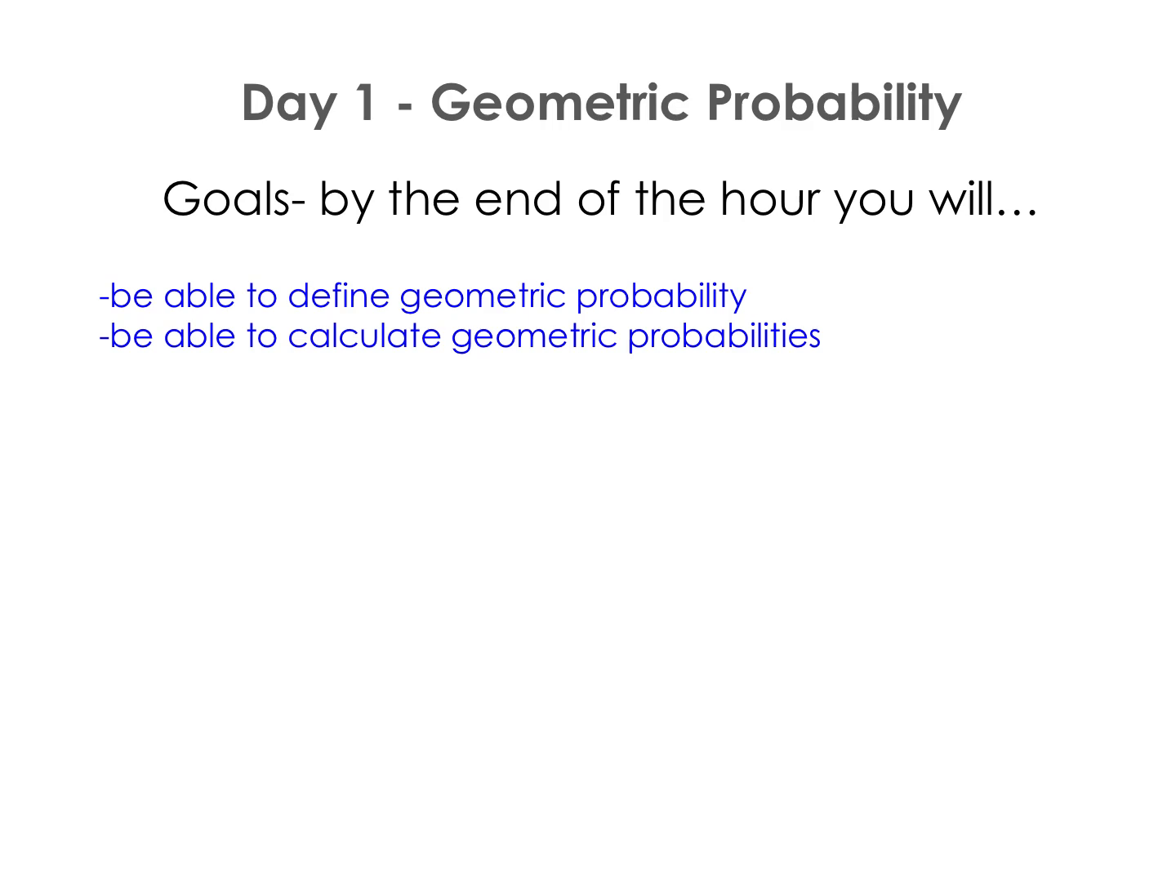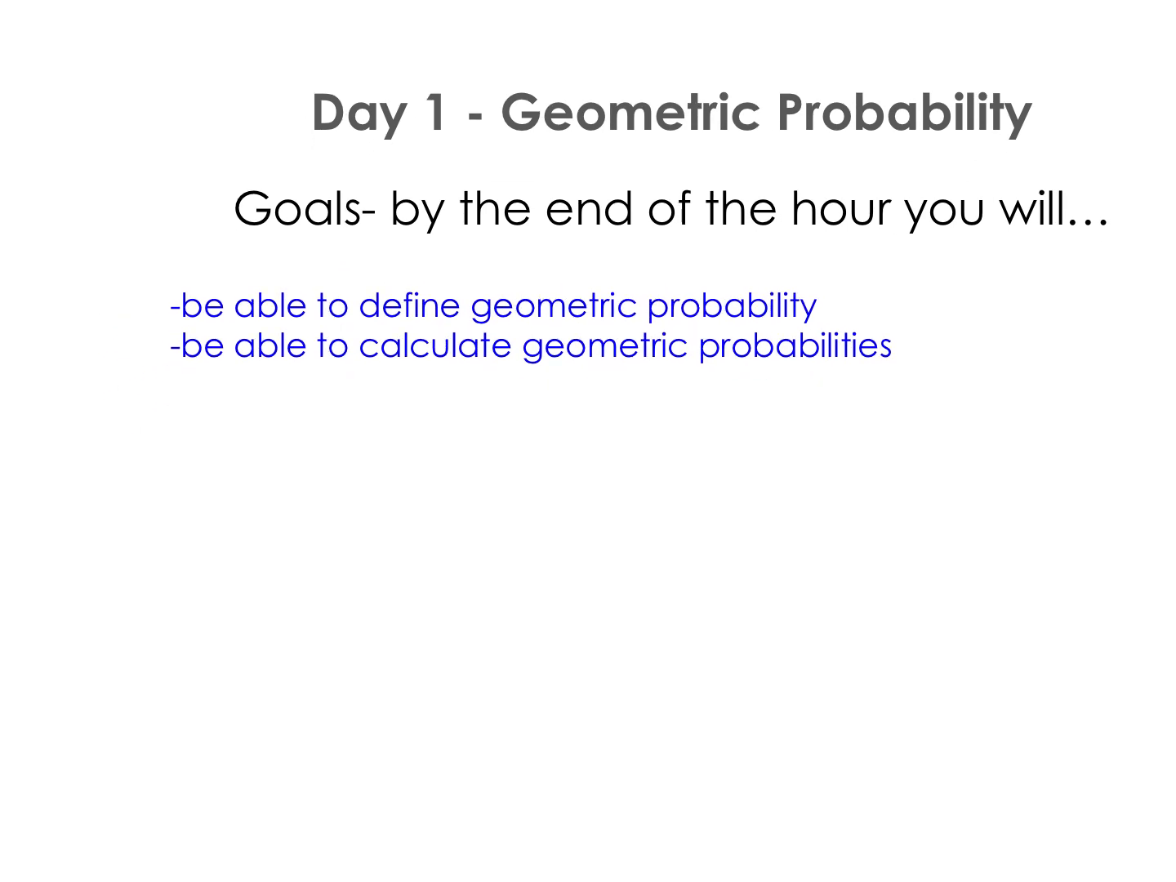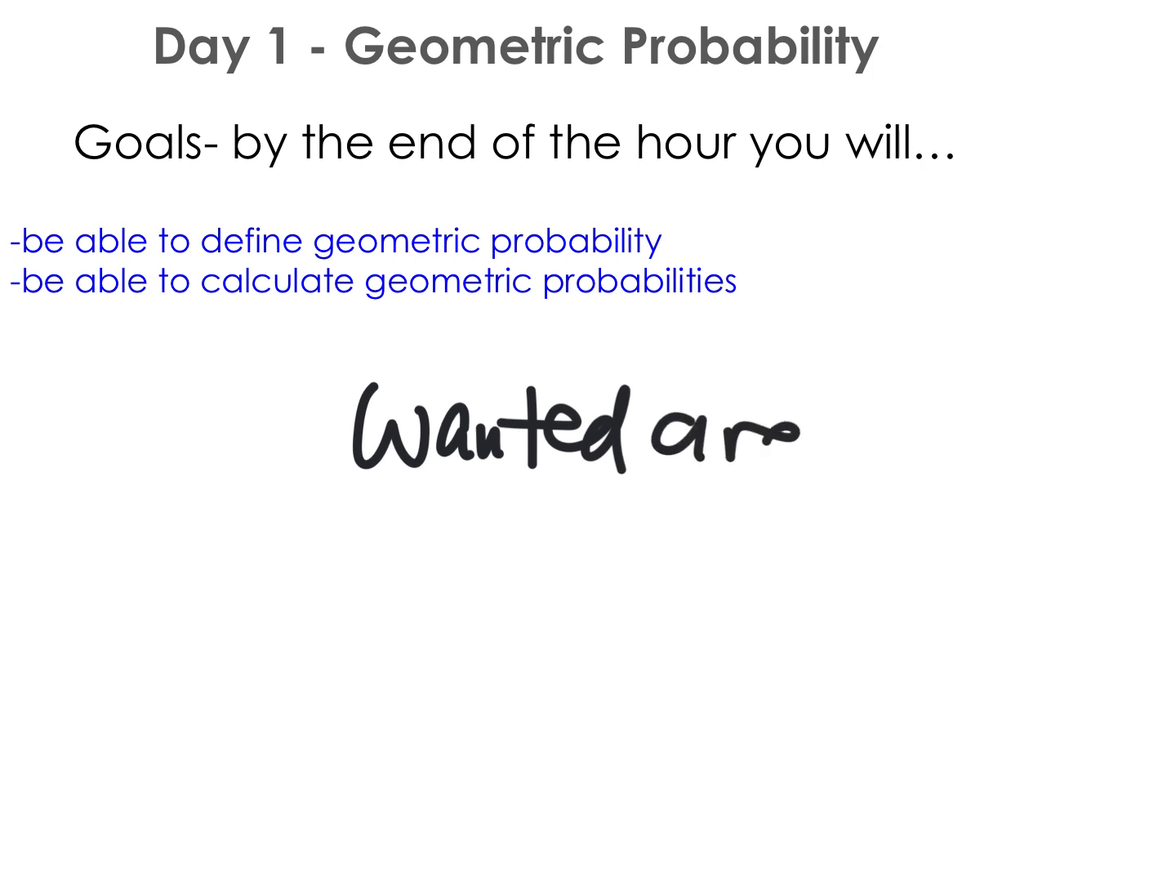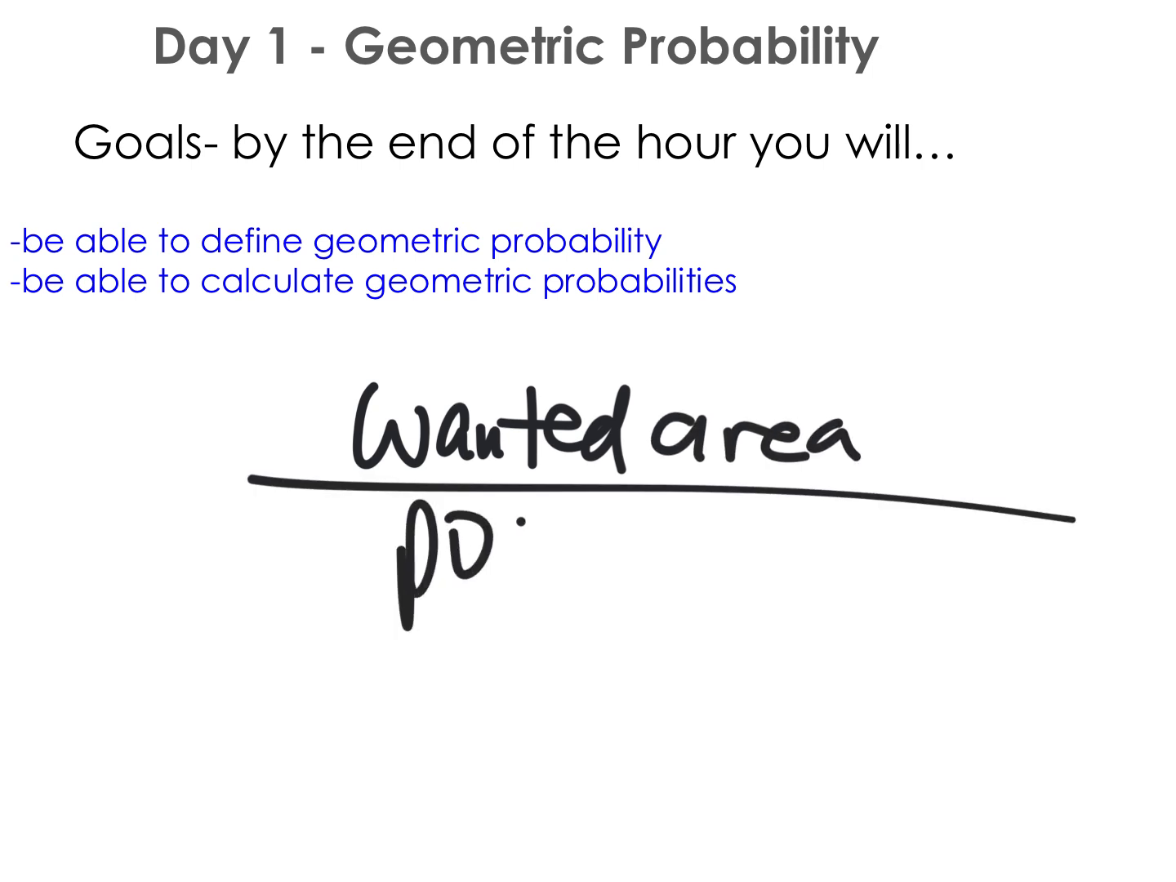I gave them a basic intro to geometric probability here, but it really always comes down to it's what you want, wanted area out of possible area. That's how you do geometric probabilities. Well, you got to know a few areas.